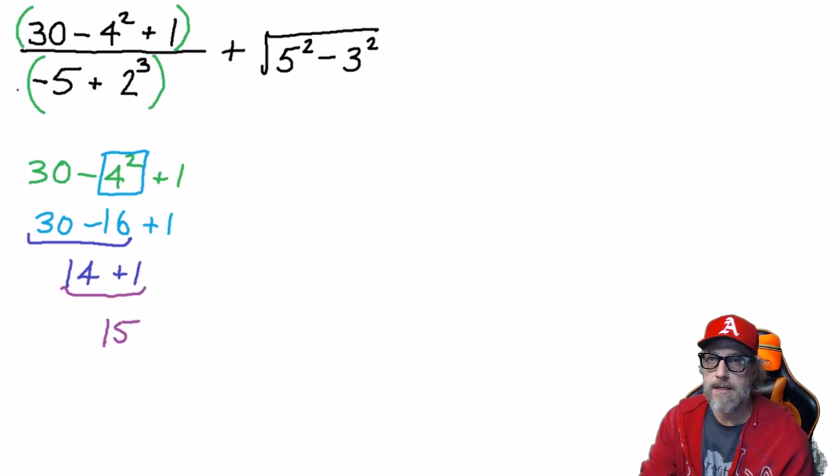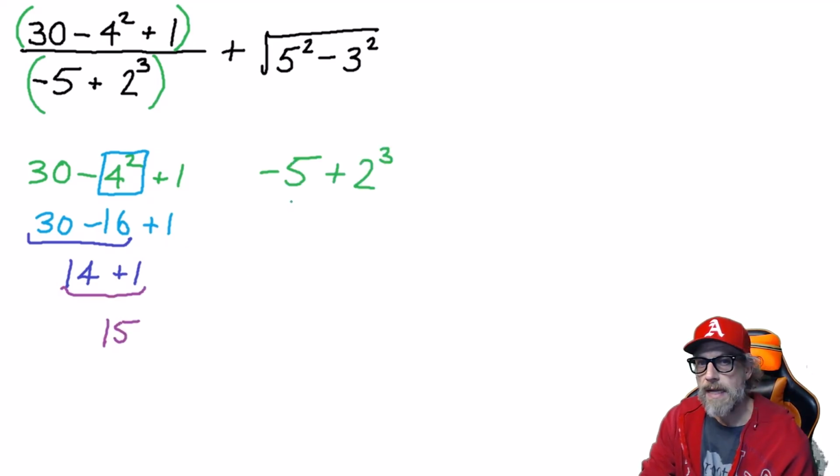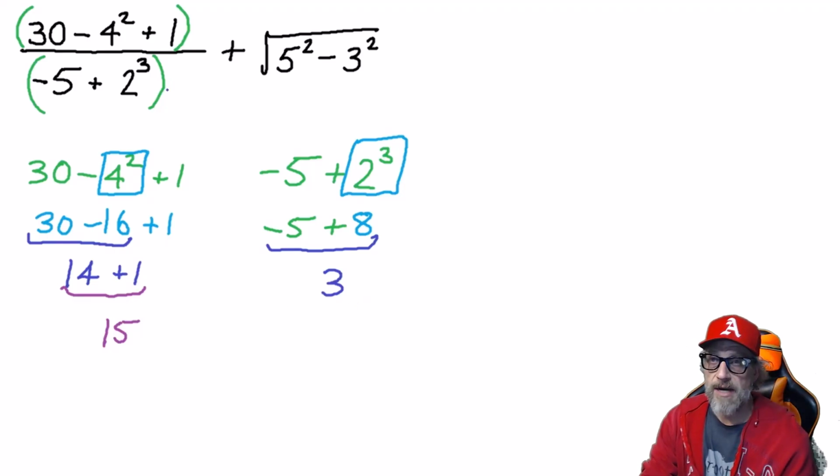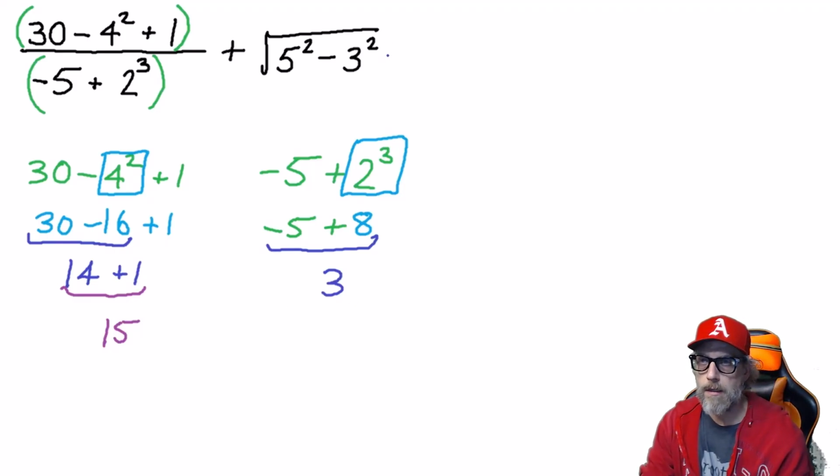Now let's look at the expression that we had in our denominator. Negative 5 plus 2 to the third power. So groups, none. We have, again, an exponent. 2 to the third power is 8. Let's bring down what we haven't touched yet, negative 5 plus. And now let's do this addition. Negative 5 plus 8 gives us a positive 3. So our denominator is going to be a 3. Let's go to the last group, the square root. In that radical, we have 5 squared minus 3 squared.